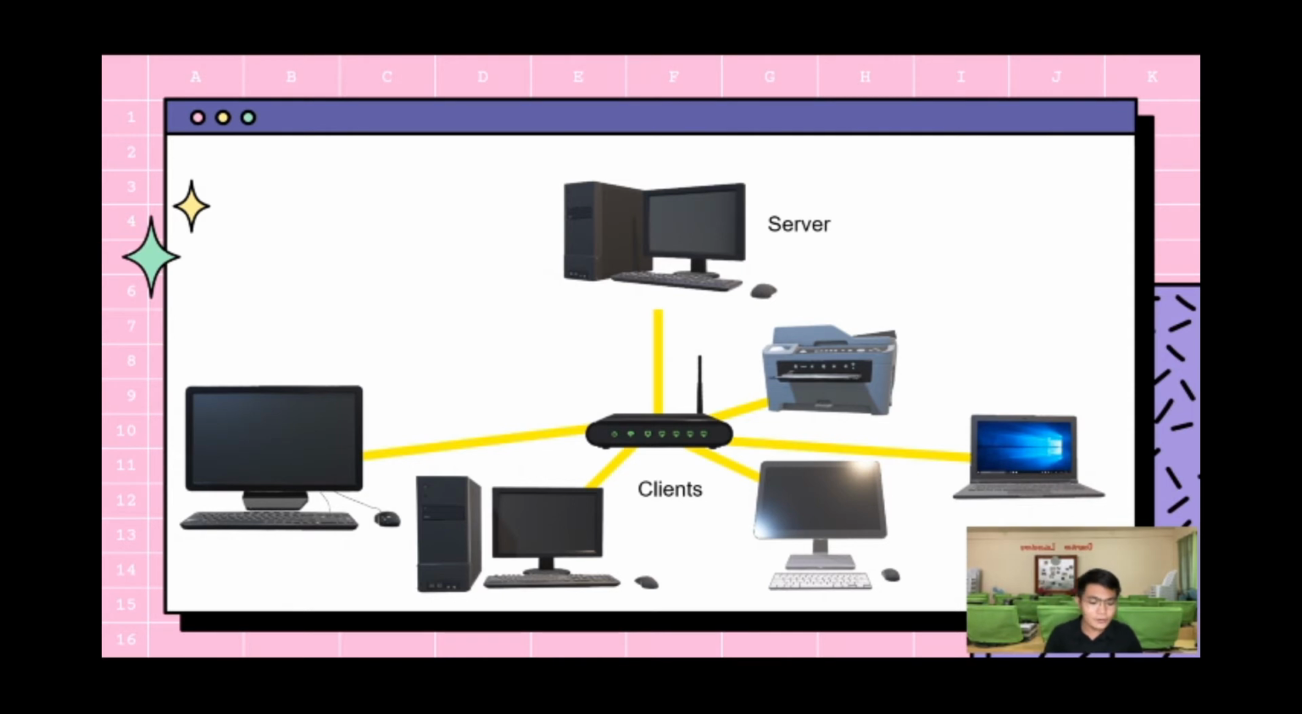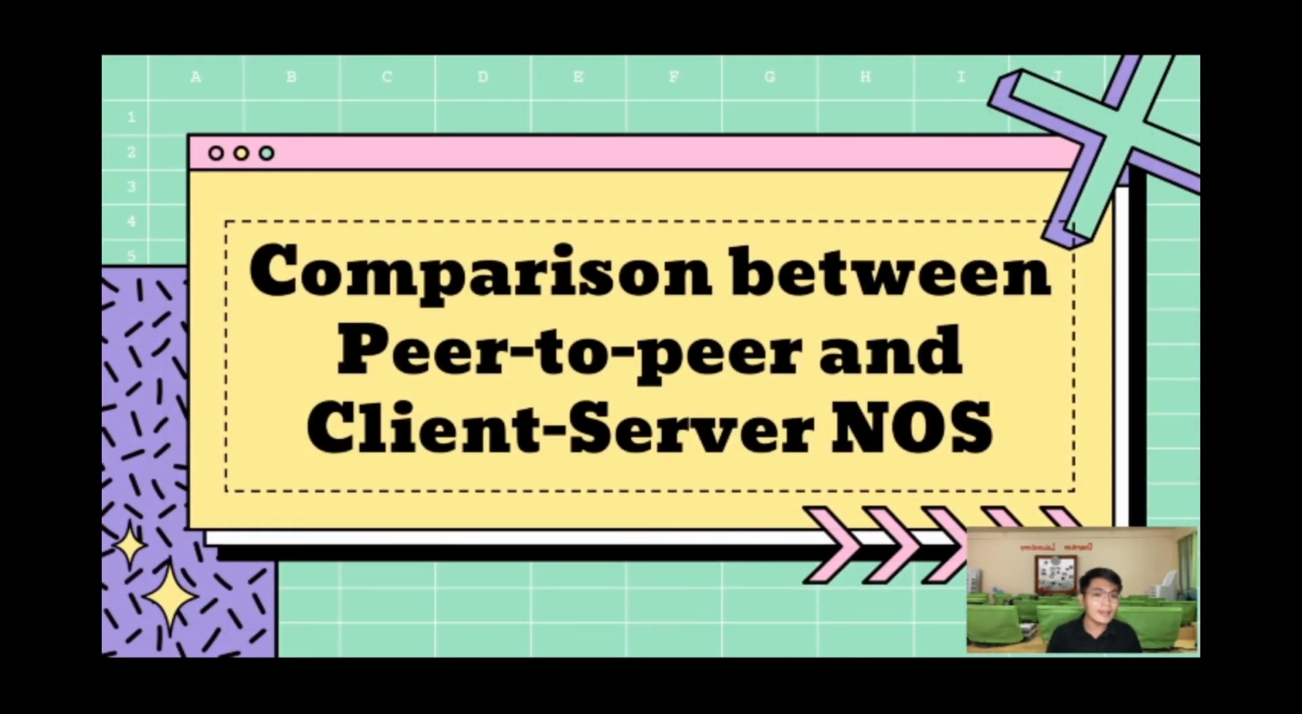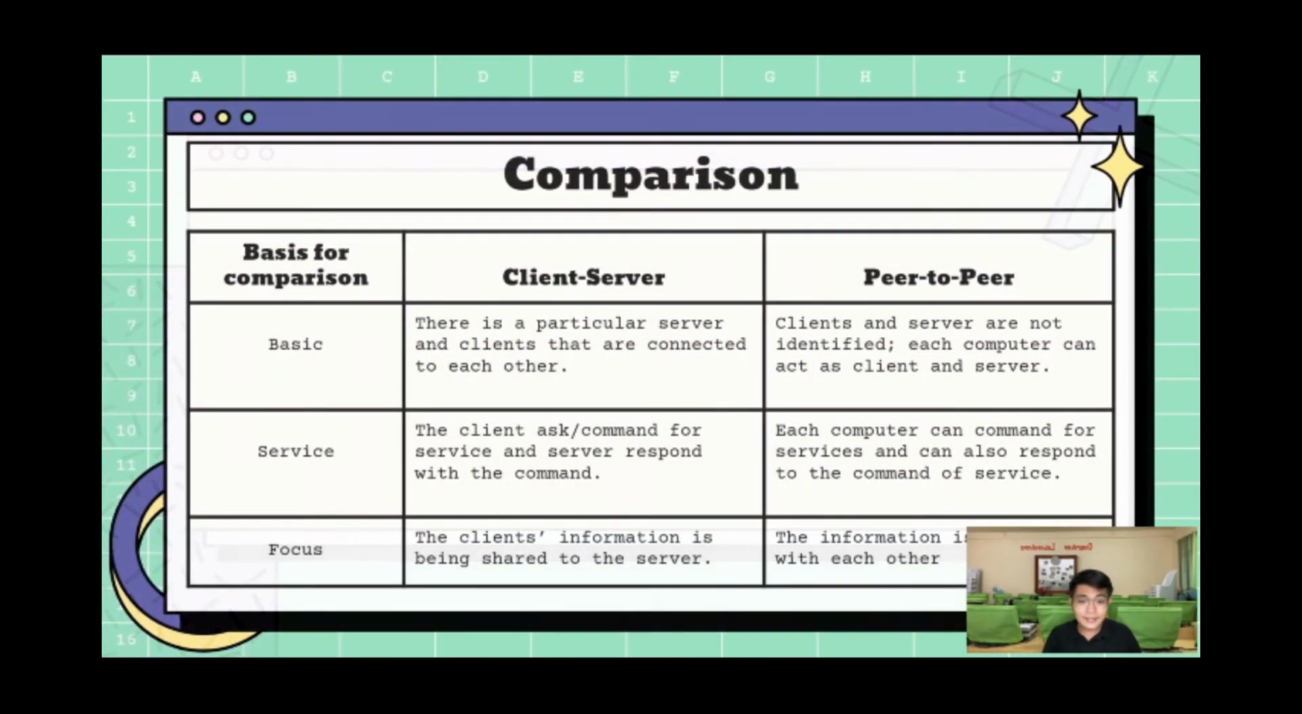Now, tackle na natin yung comparison between peer-to-peer and client-server network operating system. So, dun muna tayo sa basic features. So, kay client-server, there is a particular server and clients that are connected with each other or to each other. So, merong server, merong client. Whereas, sa peer-to-peer, clients and server are not identified. Hence, each computer can act as client and server. So, dito kay peer-to-peer, gaya sabi ko kanina, pantay-pantay. So, walang specific na client, walang specific na server.